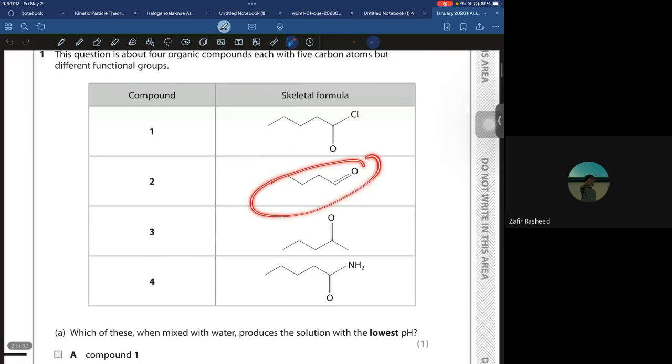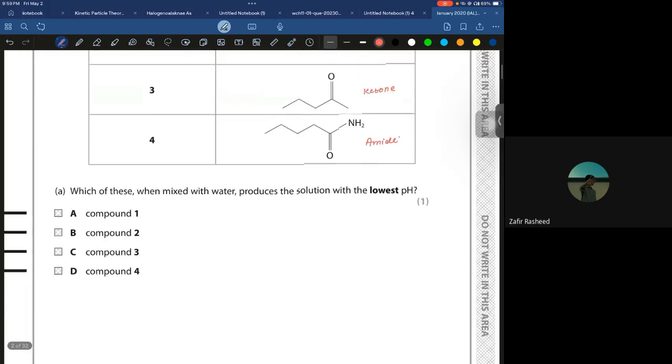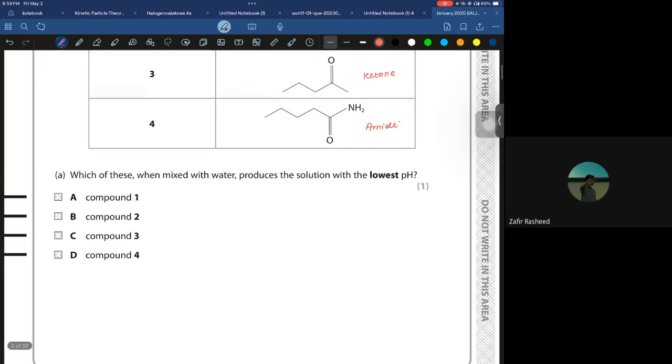And this one is aldehyde. This one is ketone. Am I supposed to write acyl chloride? Then this is aldehyde. This is ketone. This is amide. They are saying which of these, when mixed with water, produces the solution with the lowest pH.